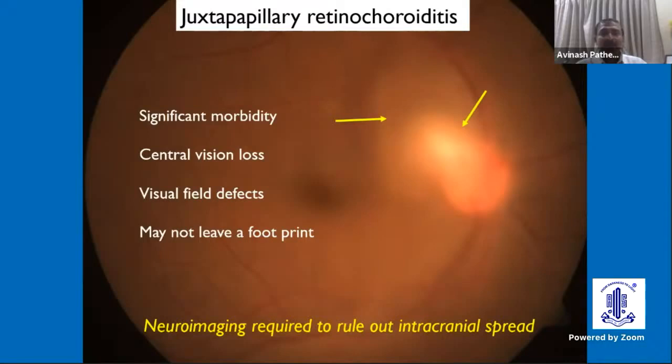One thing which is important is that, unlike toxoplasma retinitis which occurs away from the disc, these do not leave a footprint. What I mean by footprint is that when a toxoplasma retinitis resolves, it leaves a hyperpigmented scar, but the ones which are on the disc and close to the disc rarely leave a footprint. That's how different it could be.